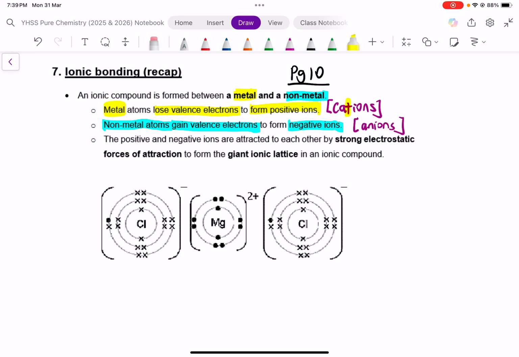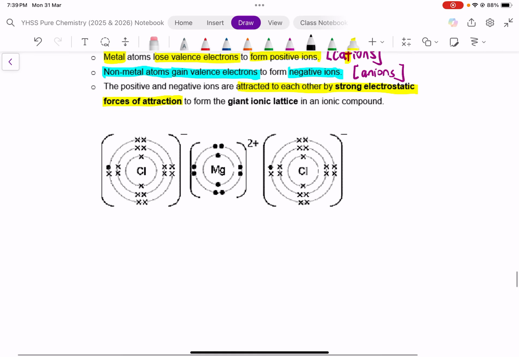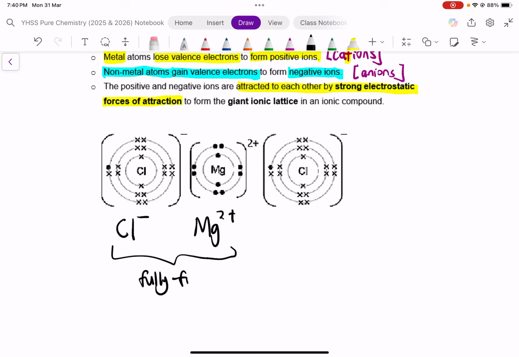Now, why do the positive and negative ions attract each other? The positive and negative ions are oppositely charged, and therefore they are attracted to each other by strong electrostatic forces of attraction. So for example, over here we have the Mg2+ cation. Mg2+ is formed when magnesium, which is in group 2, loses 2 valence electrons. On the other hand, the Cl- chloride anion is formed when chlorine, which is a non-metal, gains 1 valence electron. The purpose of losing and gaining valence electrons is to achieve a fully filled outermost shell.